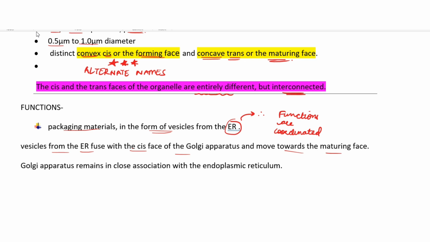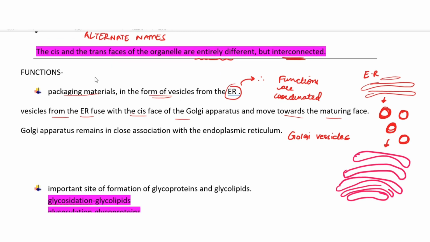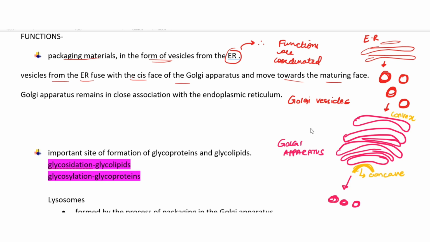So let me draw here so you can understand better. They fuse with the cis face of the Golgi apparatus. They move towards the maturing face, and finally they are released as packaged materials. It is because the Golgi apparatus remains in close association with the endoplasmic reticulum. Both of these functions are coordinated, so we say that they are a part of the endomembrane system.